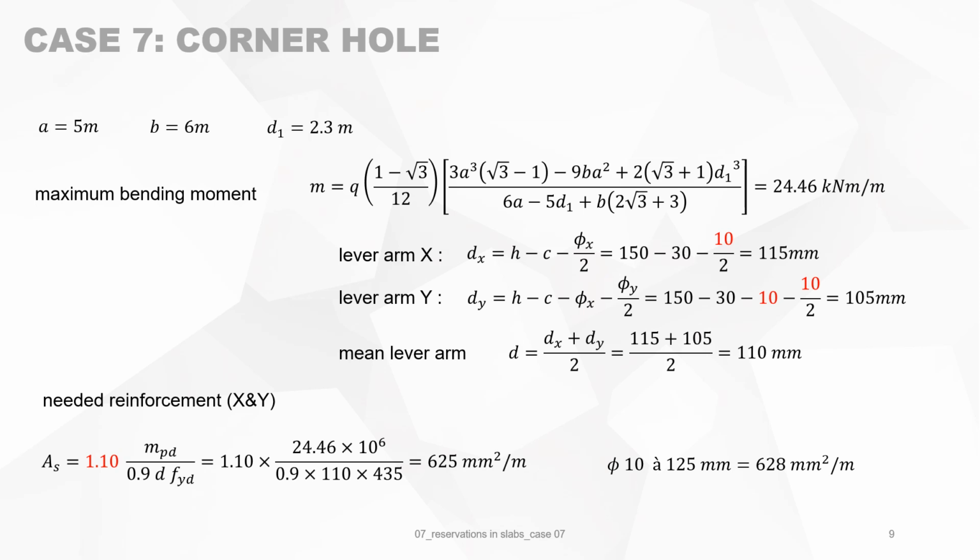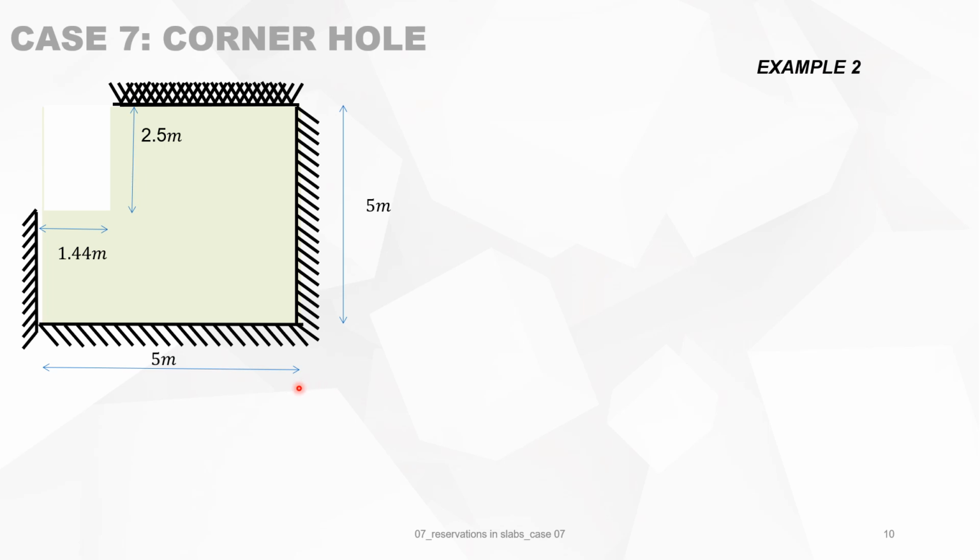okay. So the slab is okay when there is a reinforcement of 8 diameters 10 in X, Y direction, top and bottom. Let's now look at a second example.